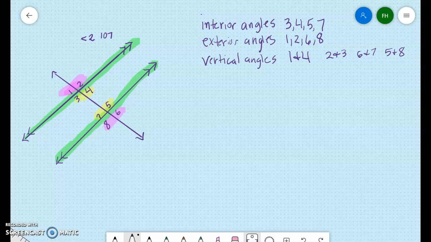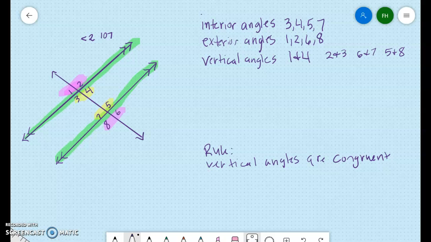Now the rule about vertical angles is they're congruent, which means they're equal or the same. So whatever you get for angle 1, it would have the same measurement as 4. 2 and 3 will be the same, 5 and 8 will be the same, and 6 and 7 will be the same.